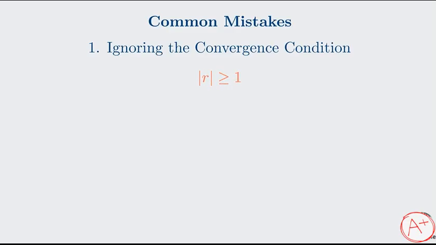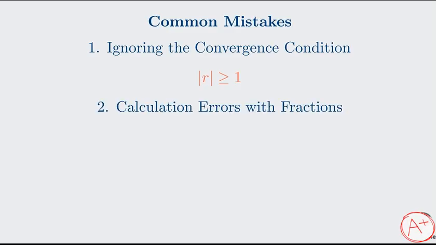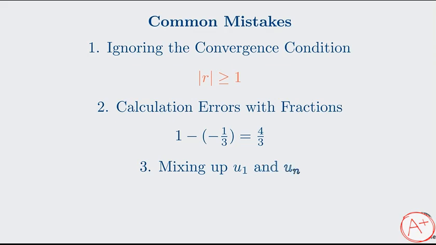Students often stumble when the common ratio is negative. Remember that 1 minus r becomes 1 plus the positive value of r. If r is -1/3, the denominator is 4/3, not 2/3. Ensure you are using the actual first term of the series, not a general term or the common ratio itself, in the numerator of your formula.